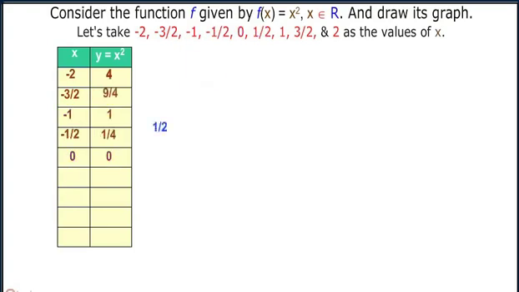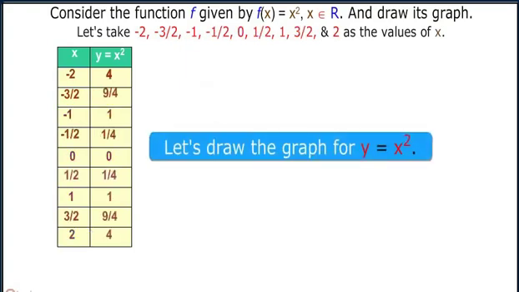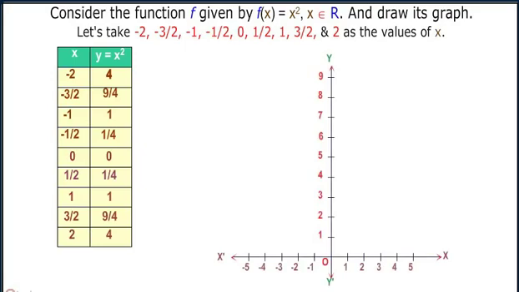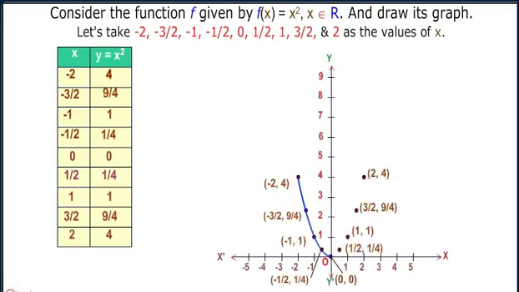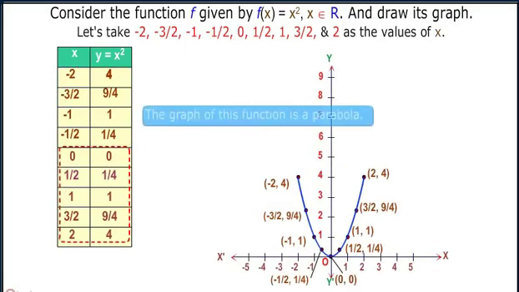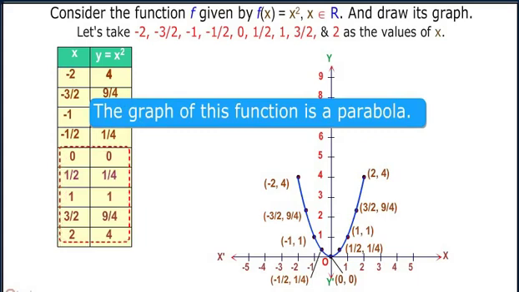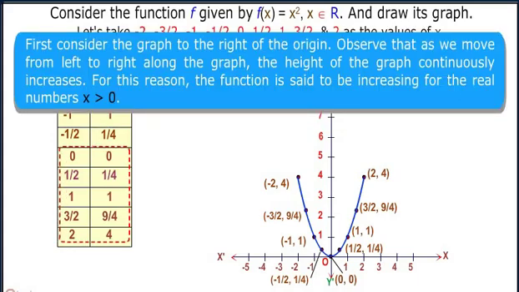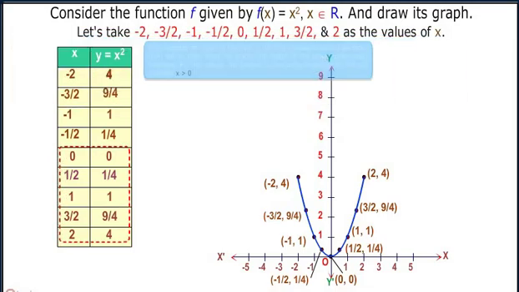And then let's draw the graph of y equals x squared using the values in the table. We see that the graph of this function is a parabola. First, consider the graph to the right of the origin. Observe that as we move from the left to the right along the graph, the height of the graph continuously increases. For this reason, the function is said to be increasing for the real numbers x greater than 0.